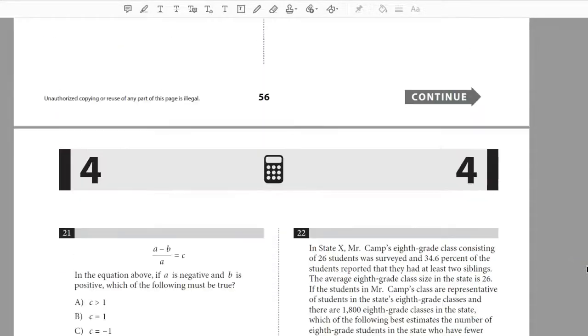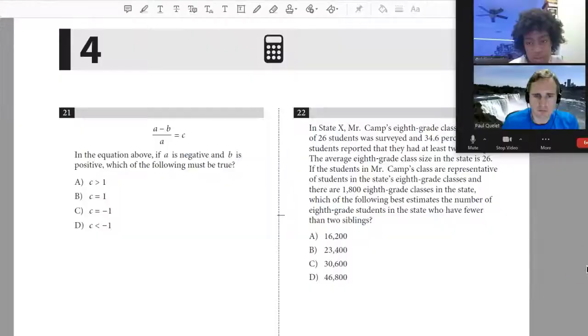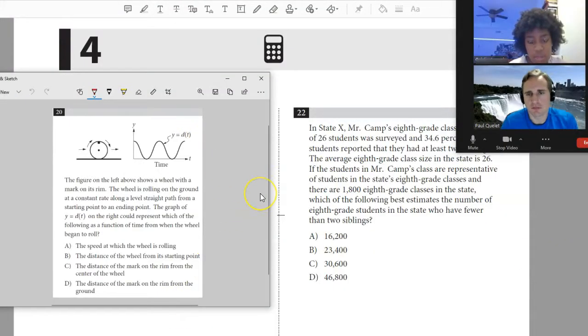Class size in the state is 26. If the students in Mr. Smith's 8th grade class in 1,000, which of the following best estimates the number of 8th grade students who have fewer than 2 siblings? Okay, for just straight up, I was going to subtract 100 from 34.6.